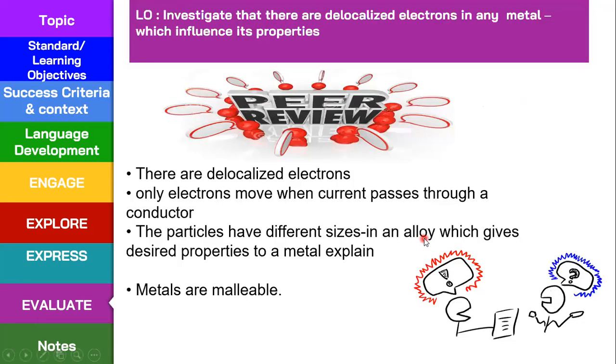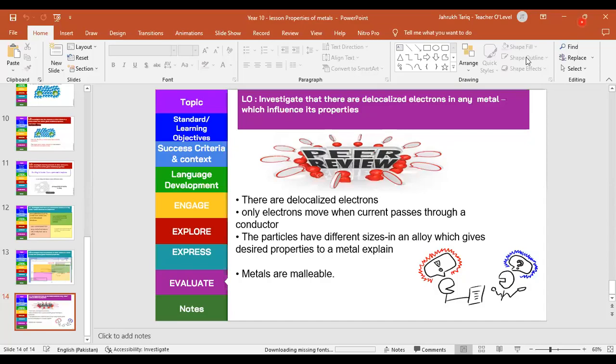Okay, let's move on. So, peer review: delocalized electrons. Electrons are supposed to move, they carry the charge, they conduct electricity. Different sizes of particles in alloys give specific properties. Metals are malleable. We evaluate the whole thing. There we go, we are done. Any questions?